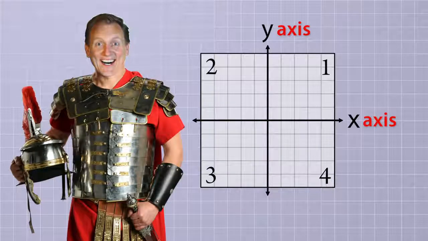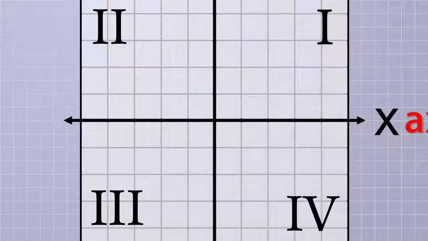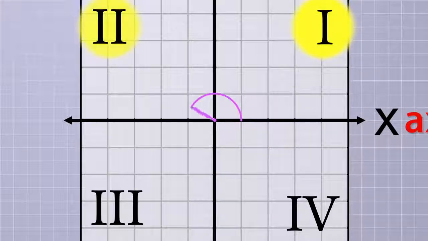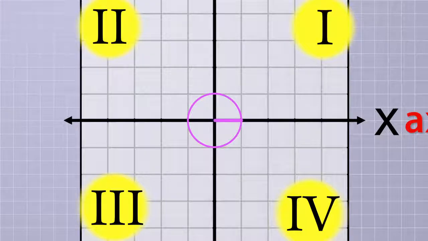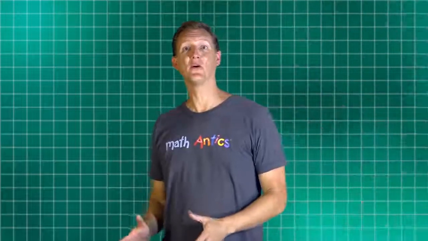Roman numerals are usually used to label the 4 quadrants, and they're in that order because that's the order you would encounter the quadrants if you started with a line segment from the origin to the coordinate (1, 0), and then rotated that line counterclockwise around the origin. Doing this sweeps out a shape called a unit circle, which is divided into 4 quadrants, just like the coordinate plane.